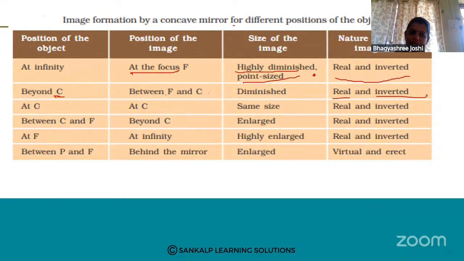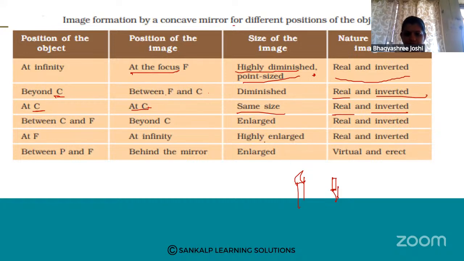Remember, when you keep an object at C, then the image will form at C only and it is of the same size, but it is real and inverted. Inverted means what? Upside down. Erect means upright. Inverted means it is downward. So if you look at an object, how does inverted look to you? It looks like this. Exactly upside down, right?